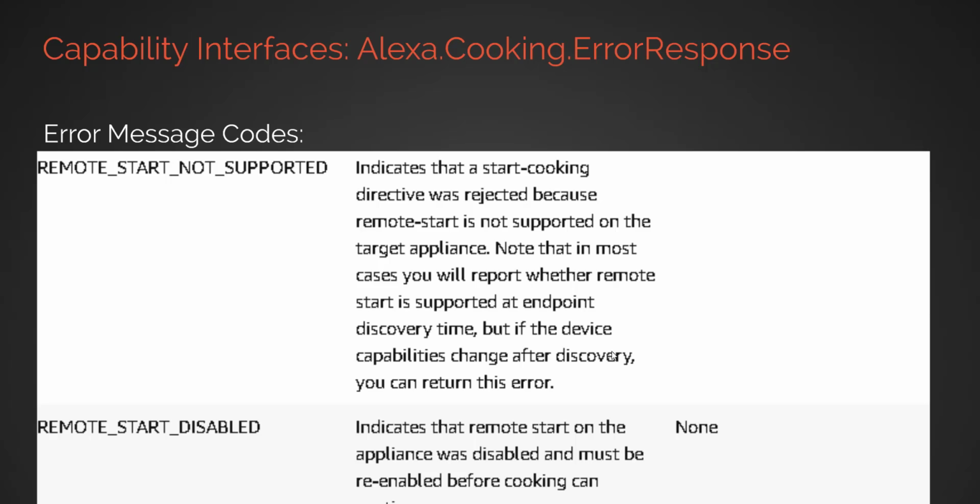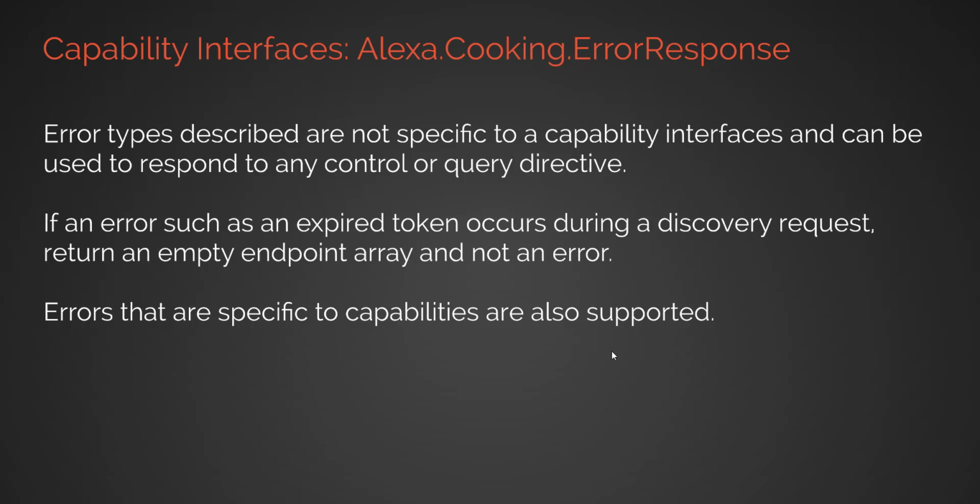REMOTE_START_DISABLED indicates that the remote start on the appliance was disabled and must be re-enabled before cooking can continue. So imagine maybe you have two different intranets and your intranet goes down, or the internet is down altogether and you are trying to communicate with that device. Maybe the system goes offline. Maybe it's running on battery power and it shuts down. Try to think of all those different types of scenarios where essentially the system goes offline. That's where you would probably run into this one.